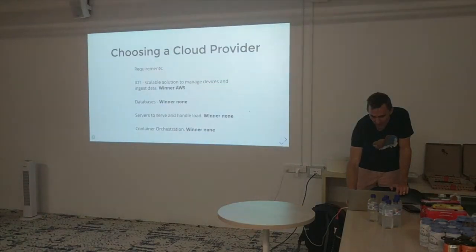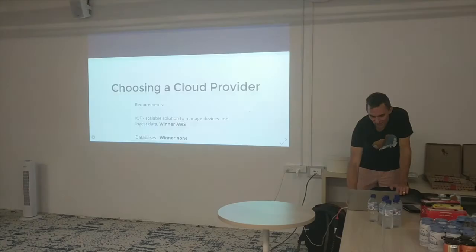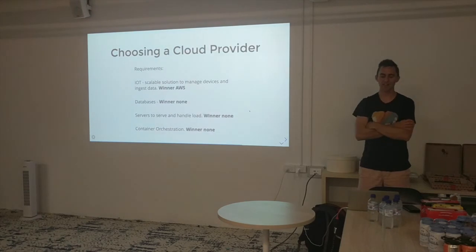So, CI, CD and infrastructure. When we started, we needed to choose a cloud provider because we weren't going to self-host. At the time, the only reason we chose AWS was because of the IoT functionality. Everybody else had similar offerings in all the other categories that we needed, but with the IoT stuff, AWS was leagues ahead of the competition at the time.